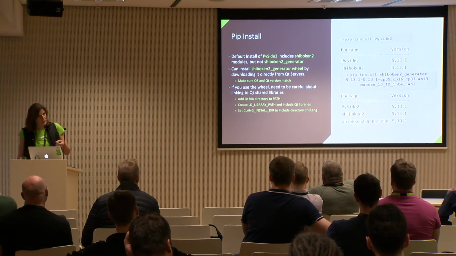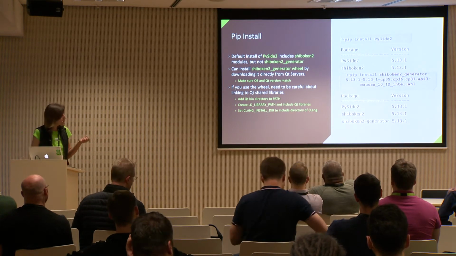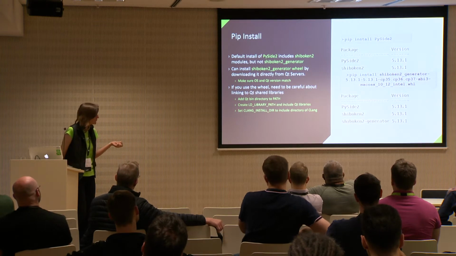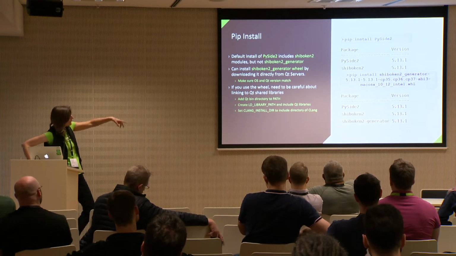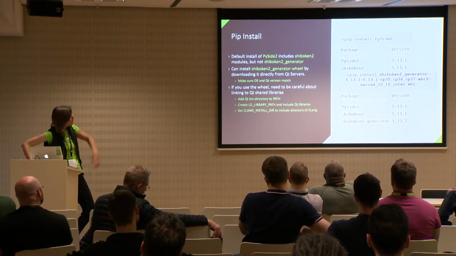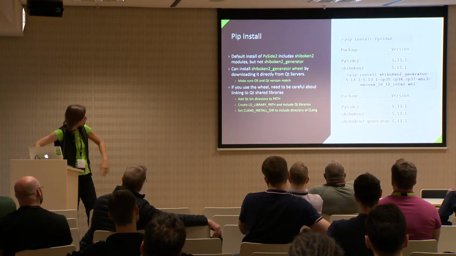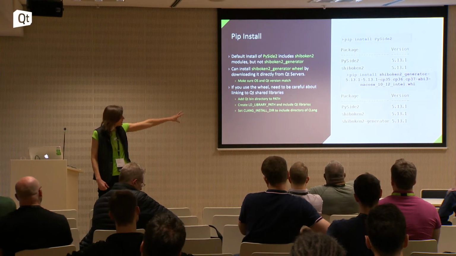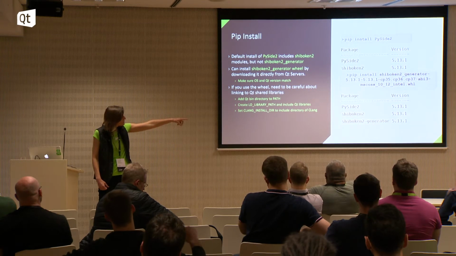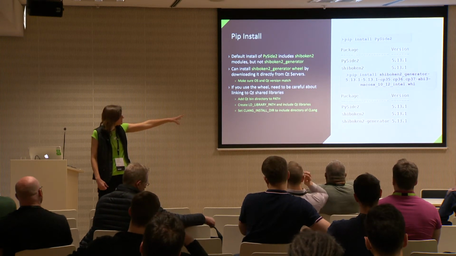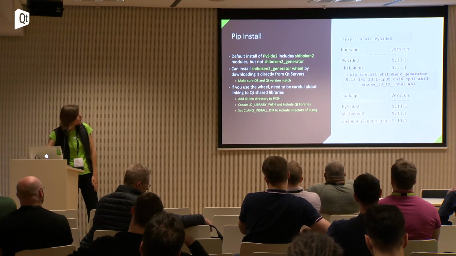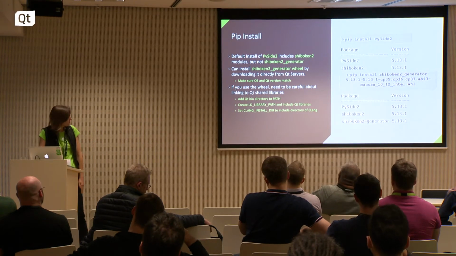Which we do need to generate our own bindings. To get that, you do have the option of using pip install. You have to get the wheel from the Qt servers, and you have to make sure that you have not only the right operating system, but that you have the same version. You can install it this way if you don't want to build the source code yourself.